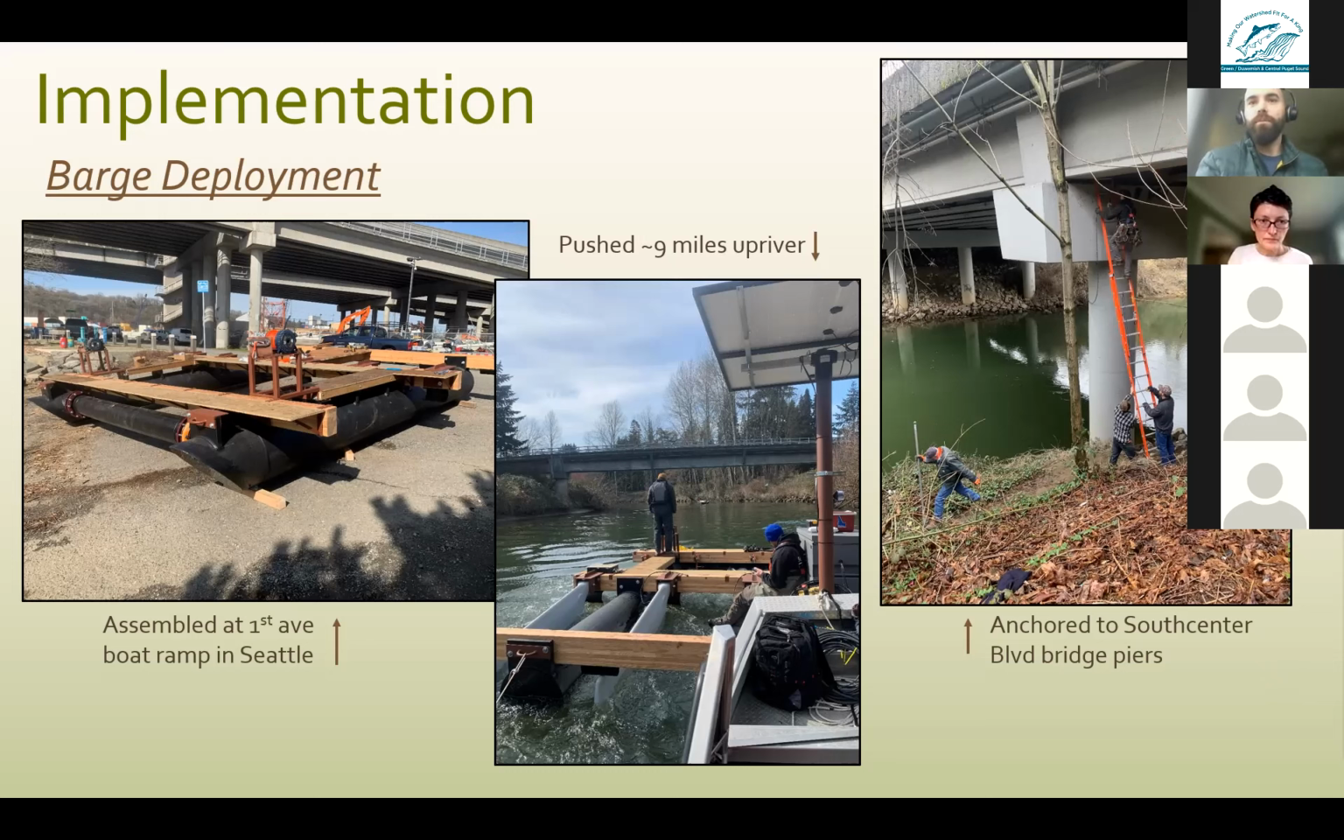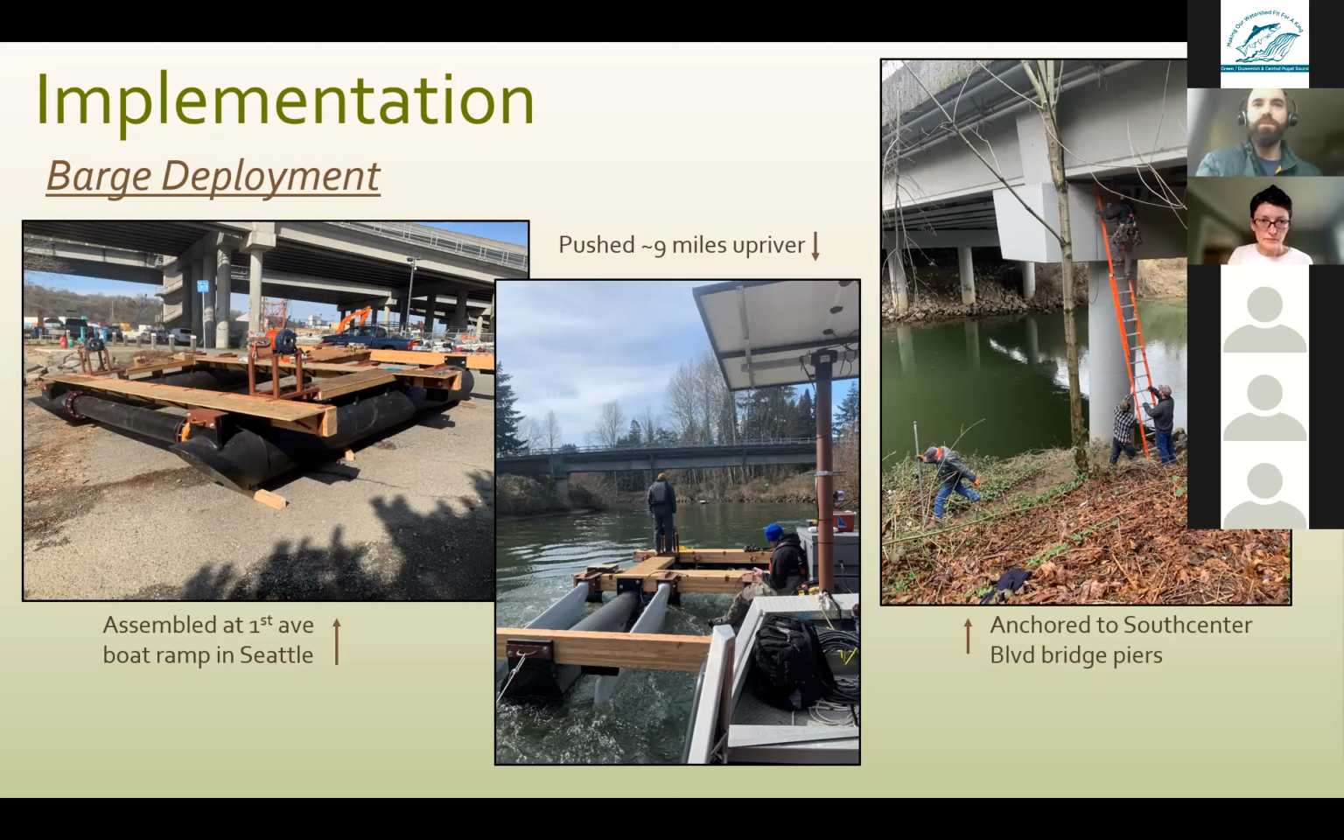So we worked with the city of Tukwila and their bridge engineer to come up with a plan to anchor it from the bridge piers, which actually is probably the best way to anchor something like this. So you have your attachment points in the air so that any debris that comes down the river can go underneath the barge without any obstructions. Whereas if this was on an anchor system, you could have debris that could destroy or pull out the anchors.